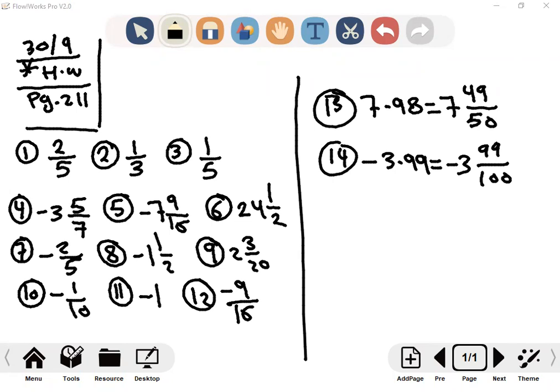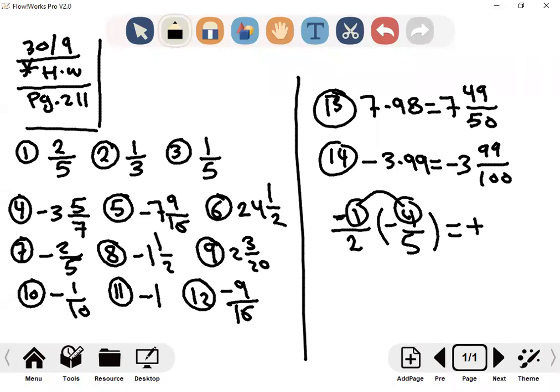Give me question 1. -1/2 multiplied by -4/5, right? Now, we said before we do anything, we need to determine the sign of the answer. What's the sign of the first fraction? What's the sign of the second fraction? If you multiply negative by negative, what will the answer be? Positive. So we know that the answer is positive.